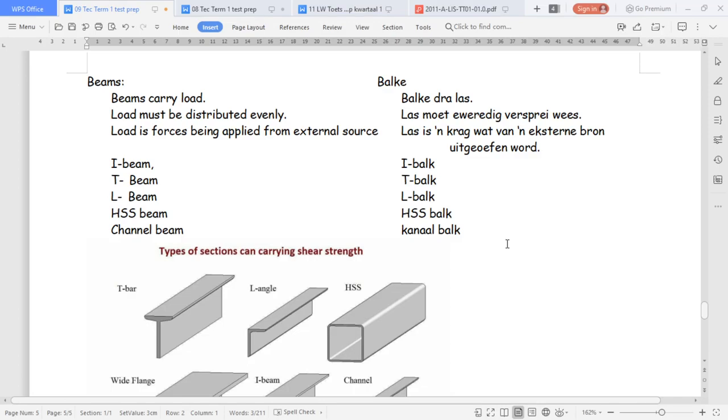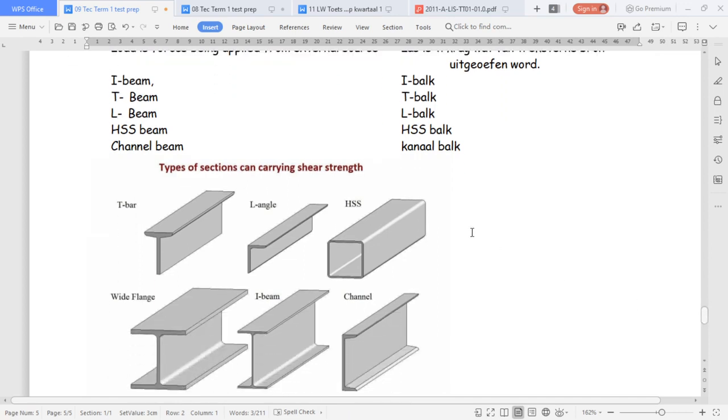Okay, you just need to be able to identify these beams, which is actually quite simple because it's very descriptive words. An I-beam, I-balk, is this one here. It looks like an eye. Right? A T-beam, T-balk, looks like this. Then an L-beam looks like this. It makes the letter L. And then a HSS beam looks like this.